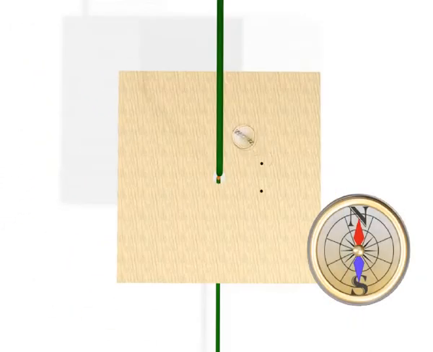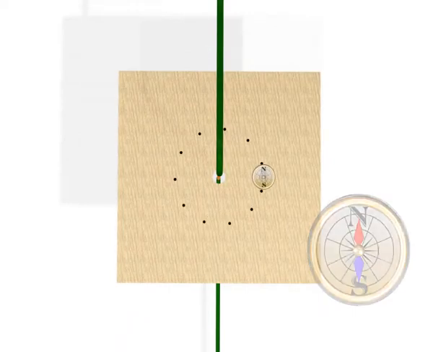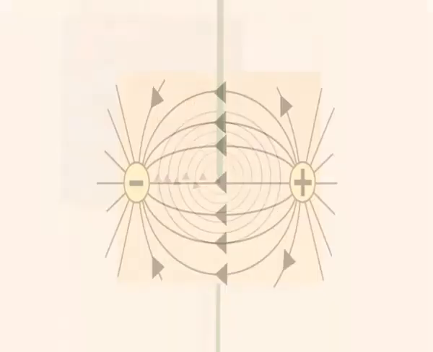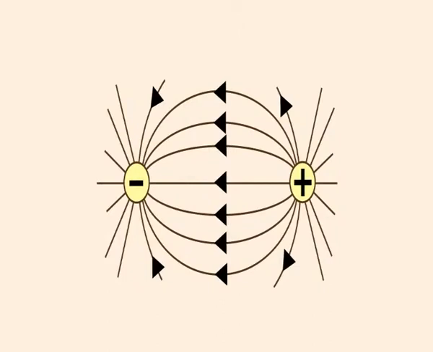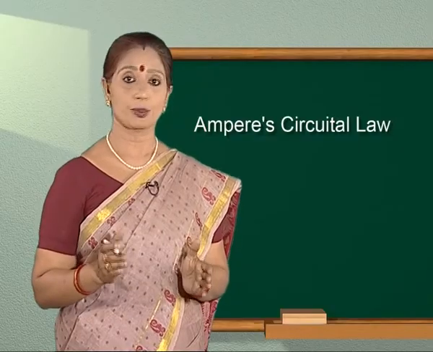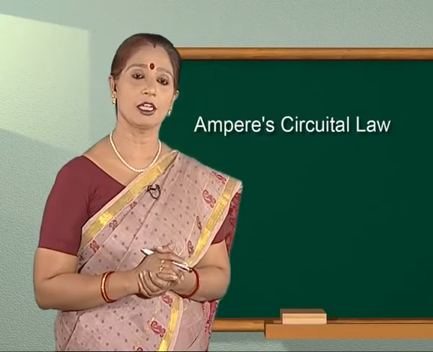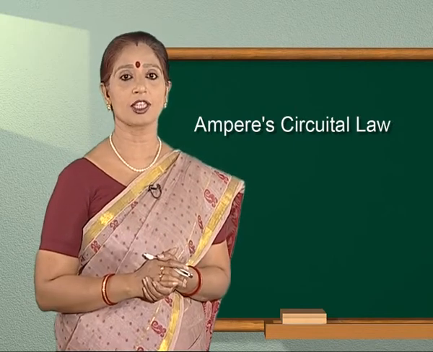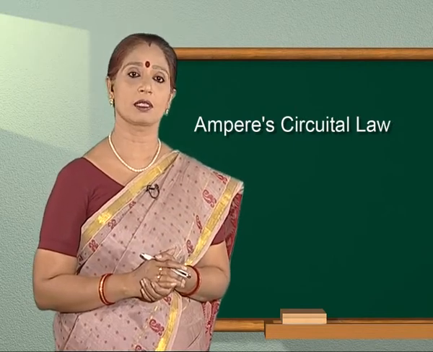This shows that the magnetic field is associated with the current carrying wire. This is unlike the electrostatic field lines which originate from positive charges and end at negative charges. The expression for the magnetic field of a straight wire provides a theoretical justification to Oersted's experiment.